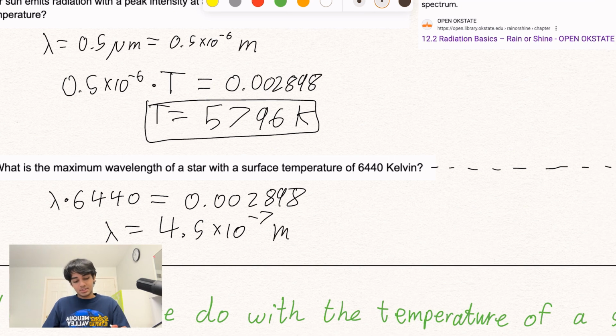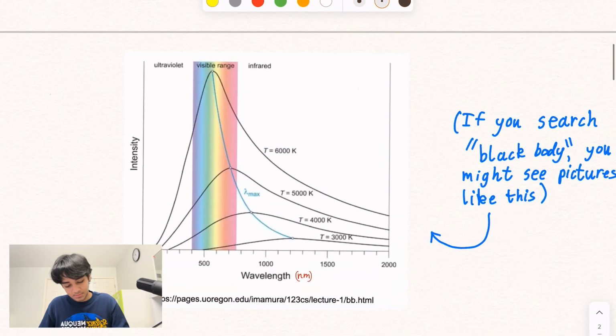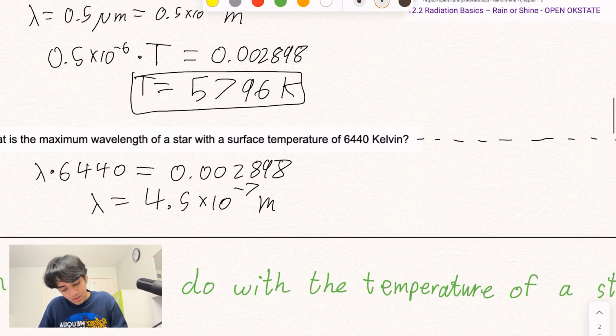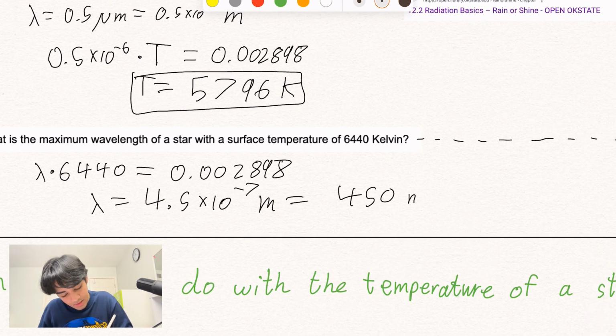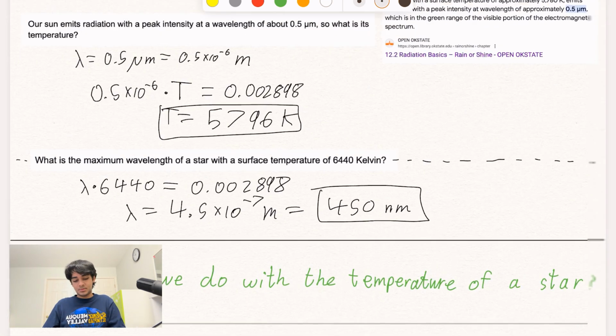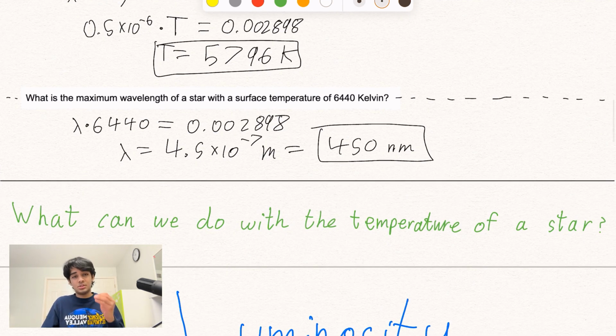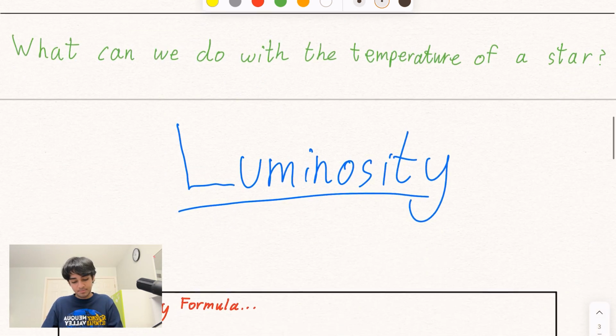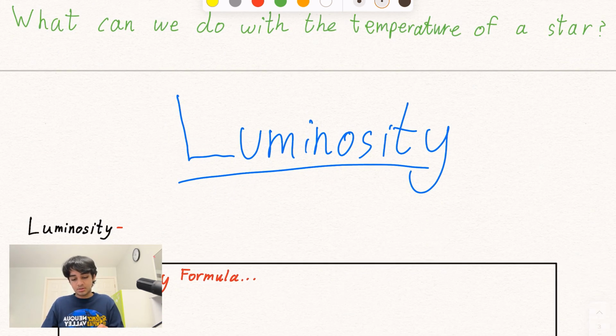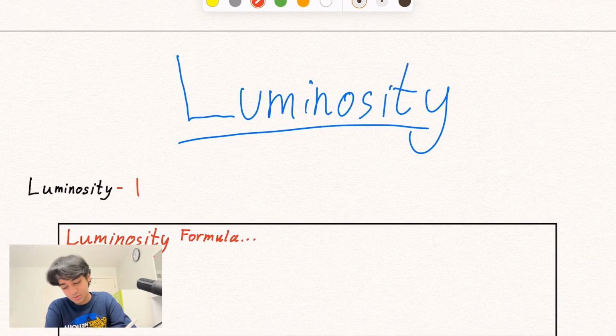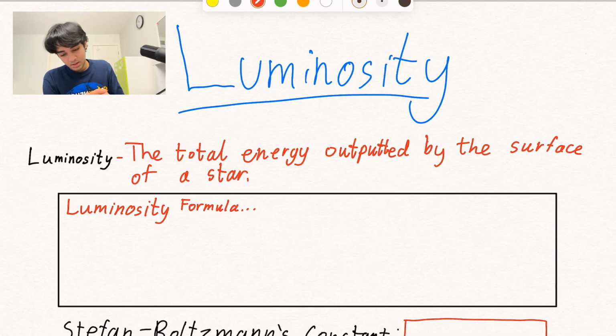If you want to convert this into nanometers, because that's how it's usually written, we can convert this into 450 nanometers. And that's our answer. So pretty simple. Now what can we do with the temperature of a star? This brings us to our next topic, luminosity. So luminosity is referred to as the total energy outputted by the surface of the star. So let's write that down.